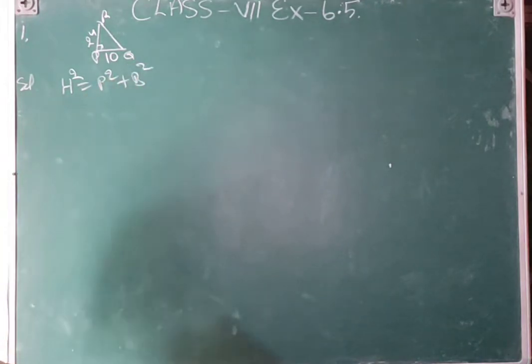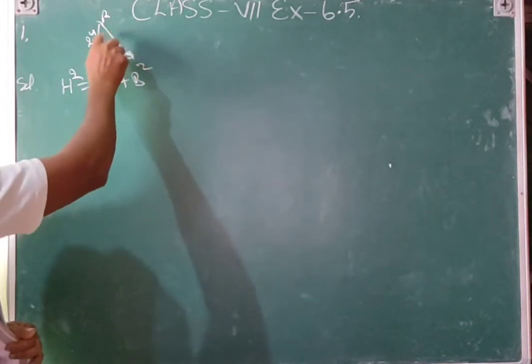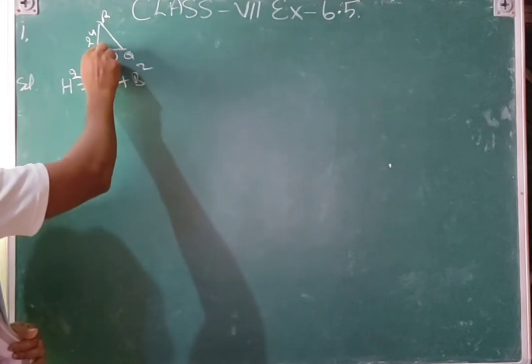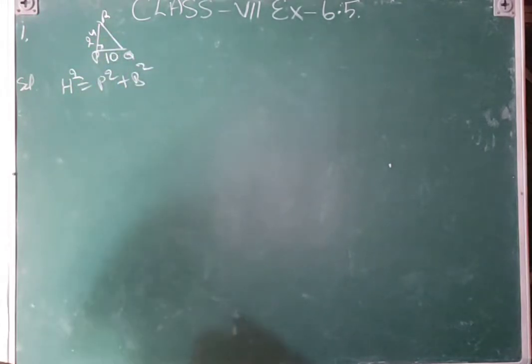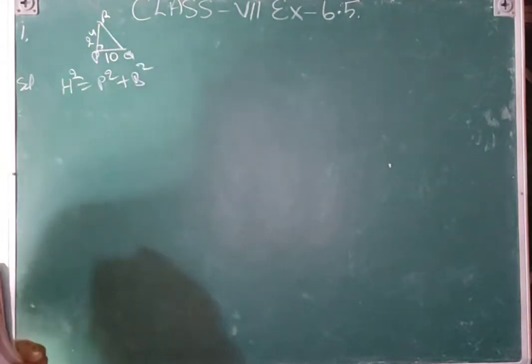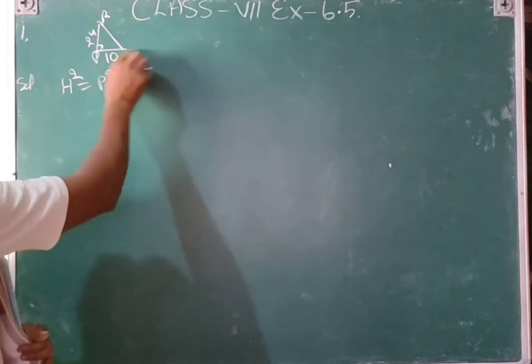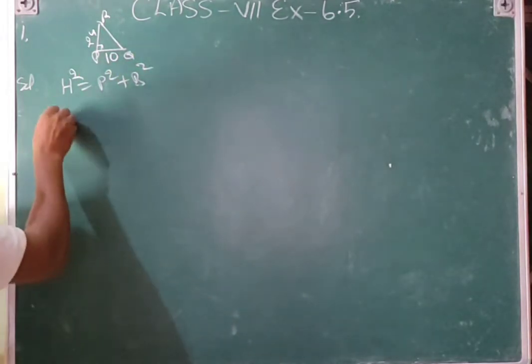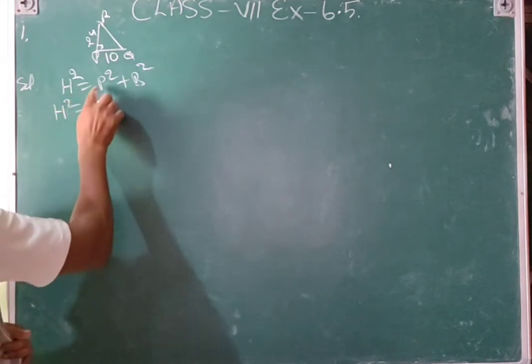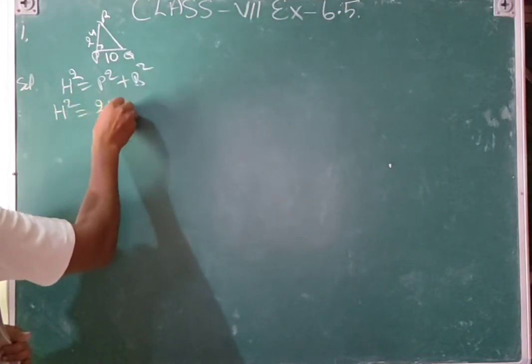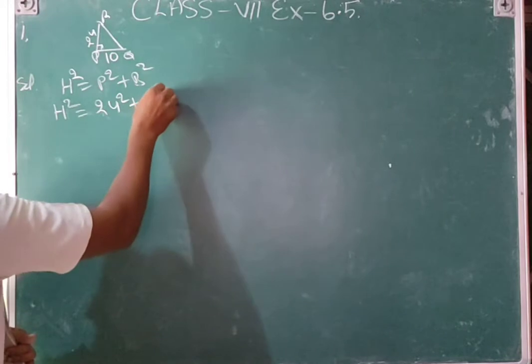H means hypotenuse, that's the longest side, opposite side of the 90 degree angle. Perpendicular is a vertical line, and base is a horizontal line. So H square is equal to 24 square plus 10 square.